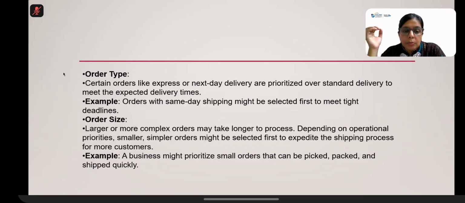Order size: large or more complex orders may take longer to process, depending upon operational priorities, and smaller and simpler orders may be selected first. So this is also one of the criteria. Okay, see, different e-commerce websites, different e-commerce sellers can use different methods. It is totally up to you, but these are the different methods available in order selection and prioritizing. I am not saying that everyone has to follow them.